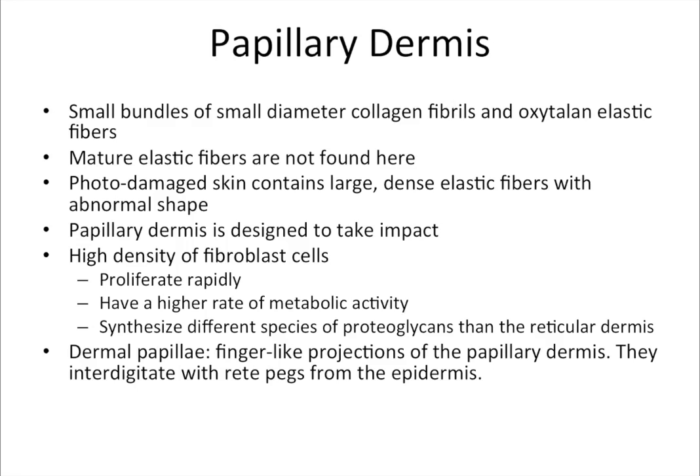so that it's just kind of like a connection point that they refer to as rete pegs. We really won't get into that detail for this class, but we should also mention that in the papillary dermis we have a high density of fibroblast cells, and these are rapidly proliferating cells that obviously have a high rate of metabolic activity, and we think of collagen and even elastin to some extent, but we also have other species that are synthesized by the fibroblasts, such as proteoglycans.